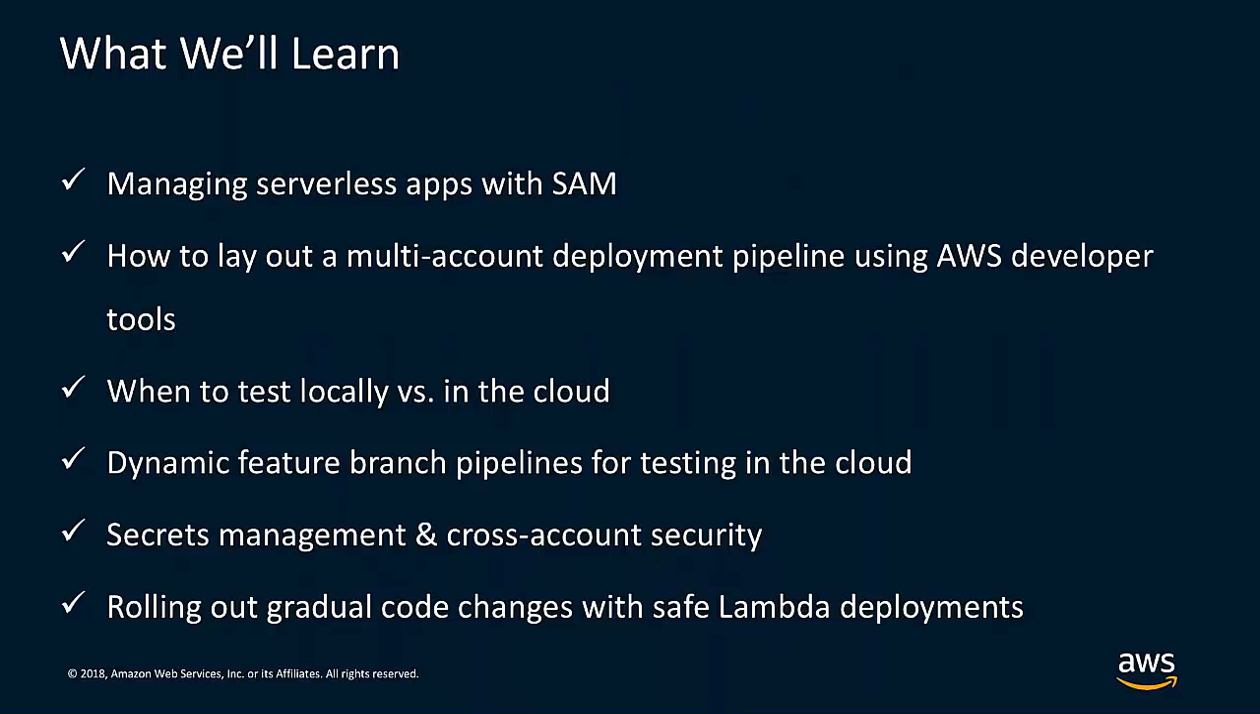I'll run over just a few things here. We're going to manage serverless apps with SAM. That's the serverless application model. We'll look at what the serverless application model is, how it's used inside of AWS. We'll look at how to lay out a deployment pipeline using what are called the AWS Developer Tools, and we'll do that actually cross-account involving multiple AWS accounts. We'll go over some best practices involving testing, and we'll get into something very cool there called dynamic feature branch pipelines, which is something we've kind of innovated on here at Trek 10. I'm excited to share that with you.